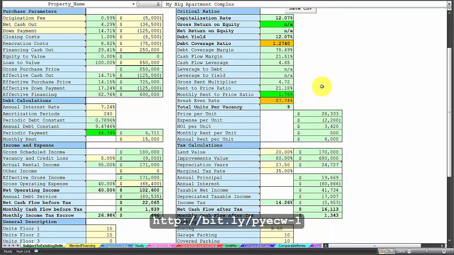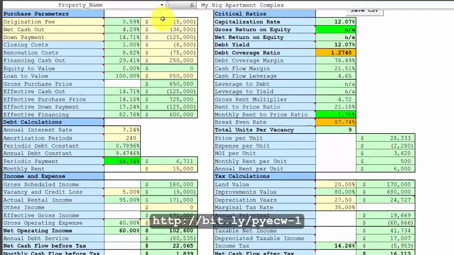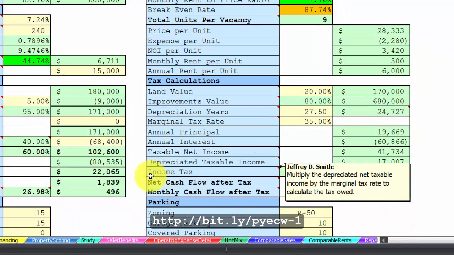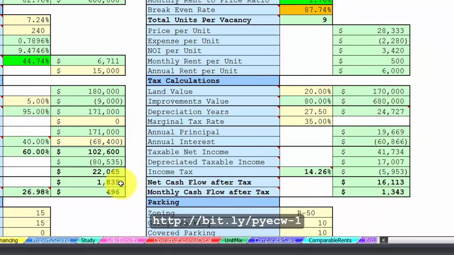From this financial structure, we see that we're getting a cash out of $36,500 at closing. The seller's getting his $125,000 down payment. We're getting funds to renovate the property. And when it's all said and done, we're receiving a monthly cash flow before tax of $1,839. Monthly cash flow after tax is $1,343.